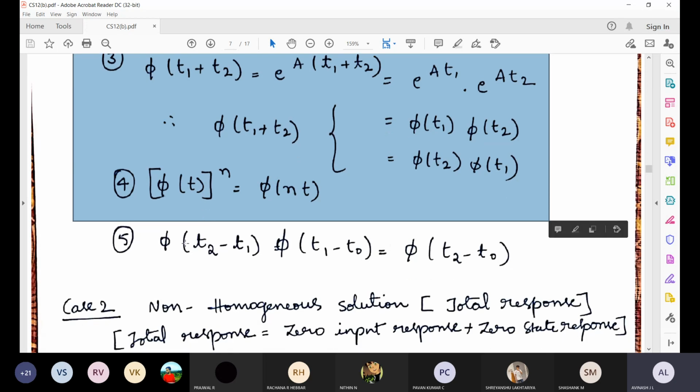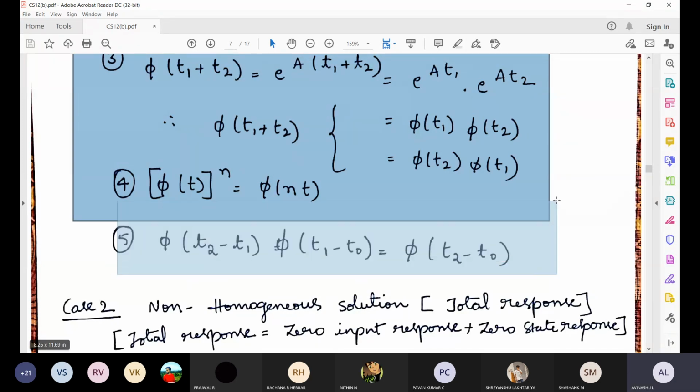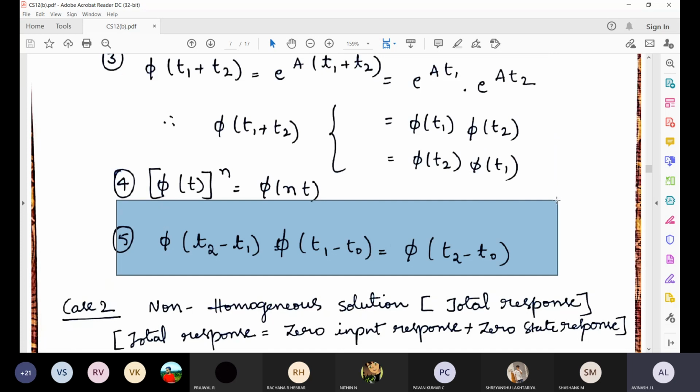Next is the fifth one. Φ(t2 minus t1) into Φ(t1 minus t0) will be equal to what? If the t1 term gets separated, we get Φ(t2 minus t1) into Φ(t1 minus t0), and that will be equal to Φ(t2 minus t0). The intermediate term will vanish.